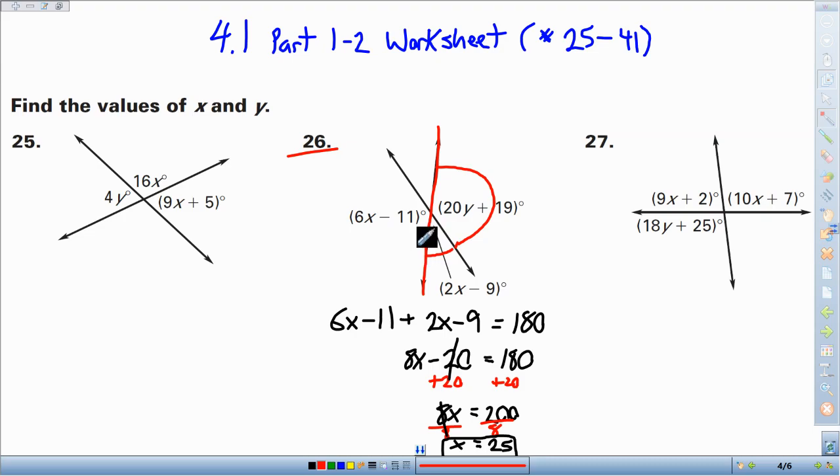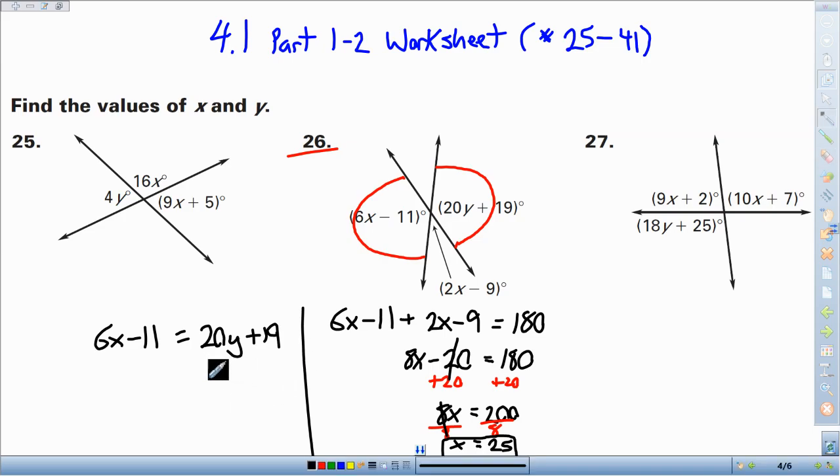So I always just say, do whatever looks easiest or whatever comes to mind first. I like vertical angles because I like that they're equal to one another. So that's what I'm going to do. I'm going to set these equal. Off to the side, I'm just going to do it over here. I know that this angle, 6x minus 11, is equal to this angle, 20y plus 19.